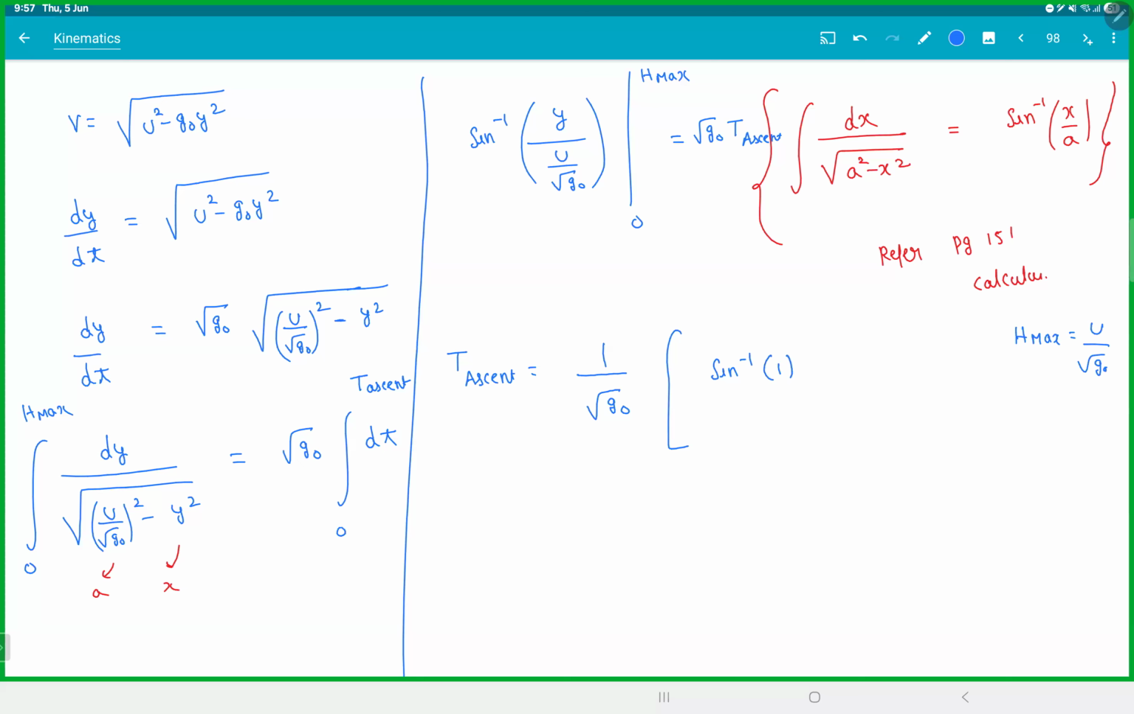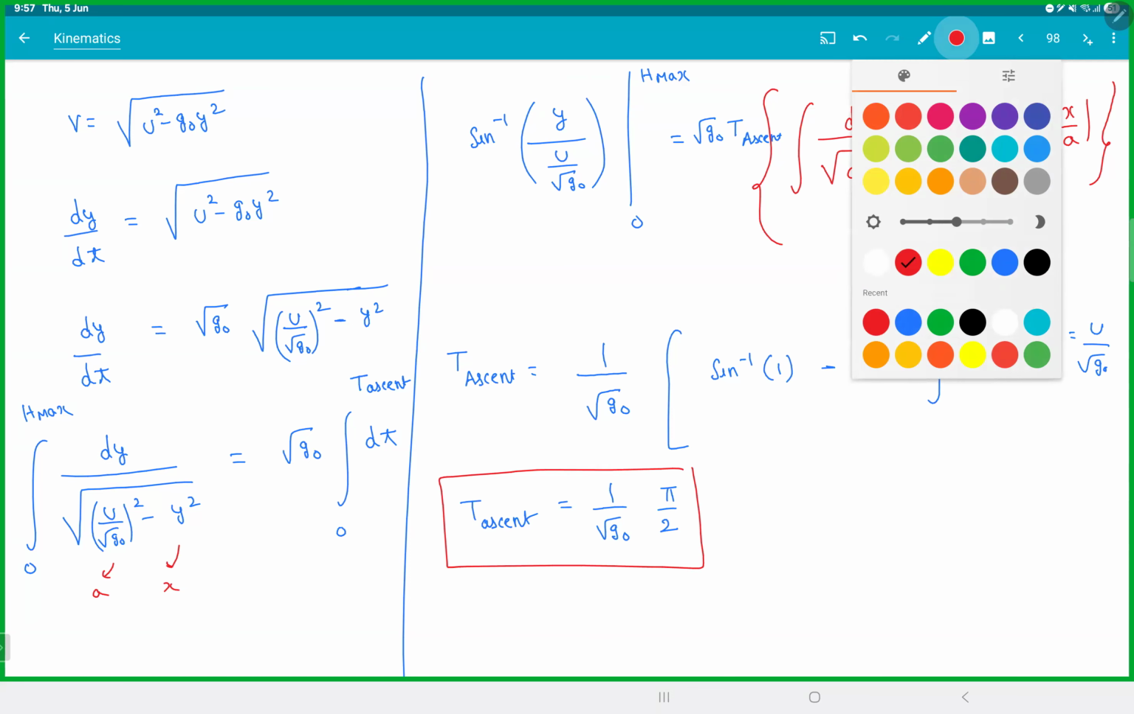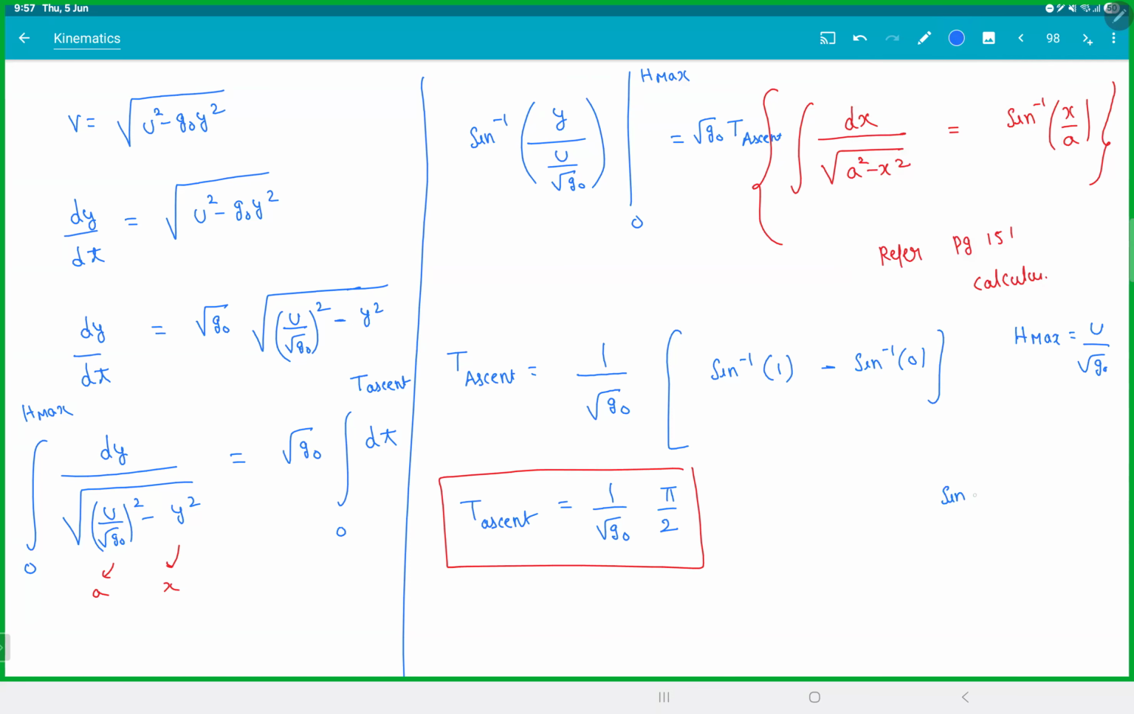You actually get sine inverse 1 minus sine inverse 0. Sine inverse 1 is what? 90 degrees. So this is 1 by root g naught pi by 2. That is 0. This is your time of ascent, everyone. Sine 90 is 1, so 90 is sine inverse 1.